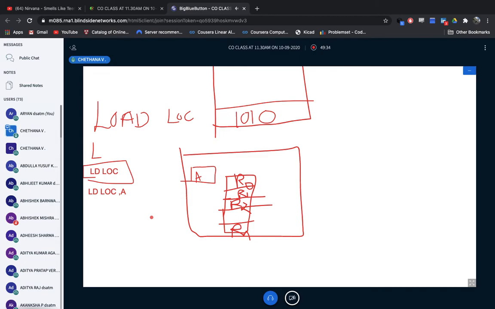Now what is my 1010? This data will be copied from the memory location to my accumulator. So what is my accumulator now? 1010. I hope you are clear. Everybody understood? The accumulator is the basic or default register which will be used to access the data from the memory location.